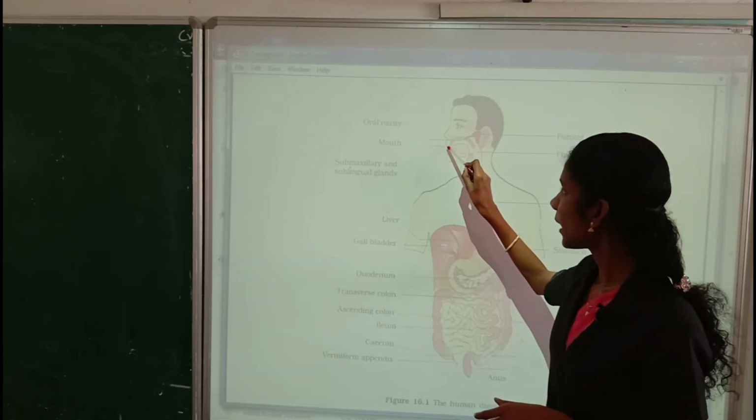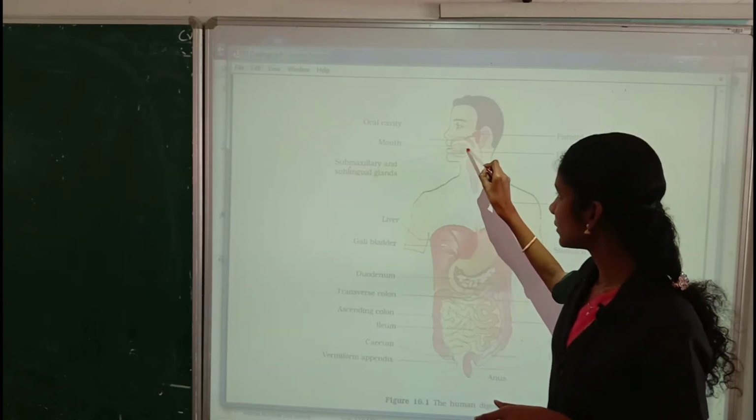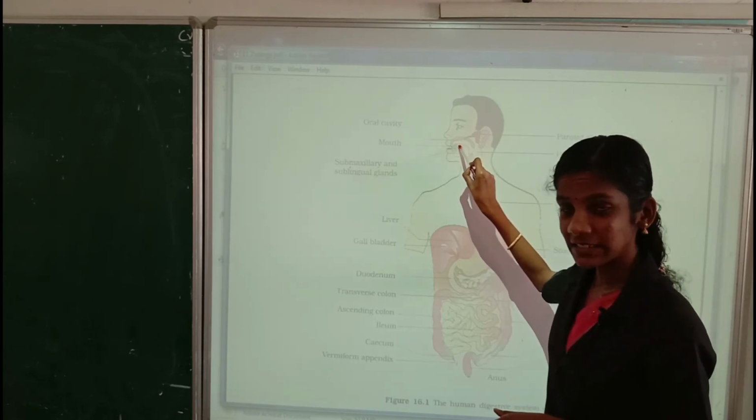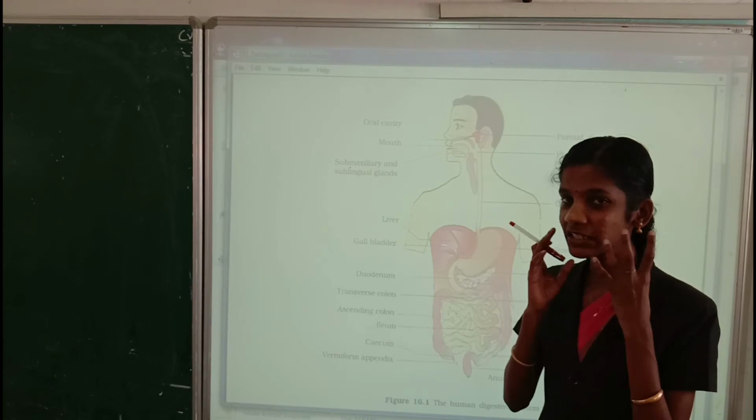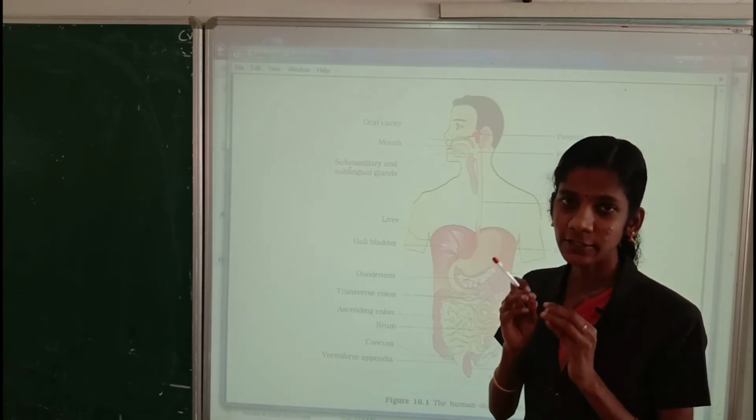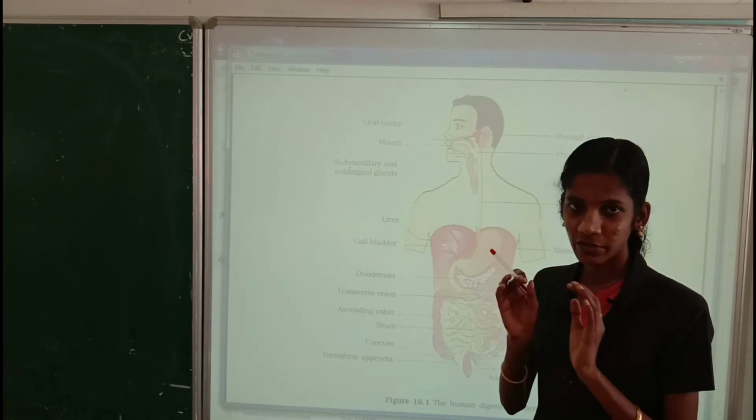This is the mouth, and the mouth will open to a large cavity. The cavity is known as what? Buccal cavity, isn't it? What is the peculiarity of the buccal cavity? Buccal cavity contains a number of teeth in it. Not only that, these teeth are different, isn't it?